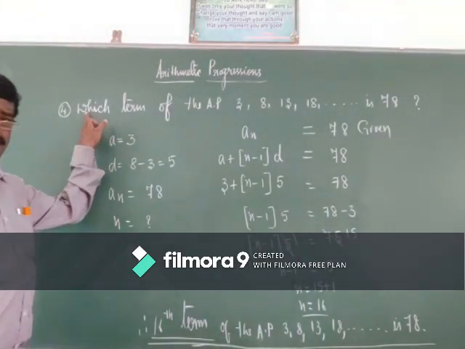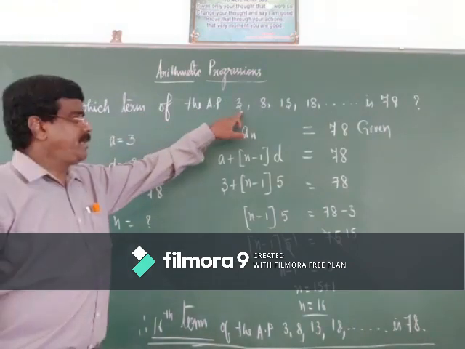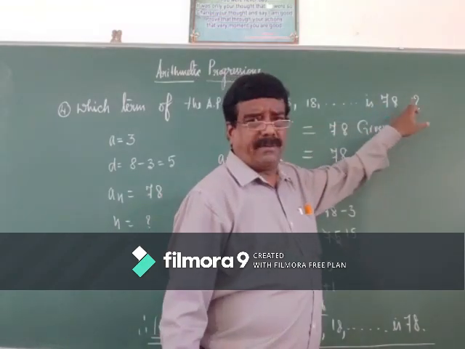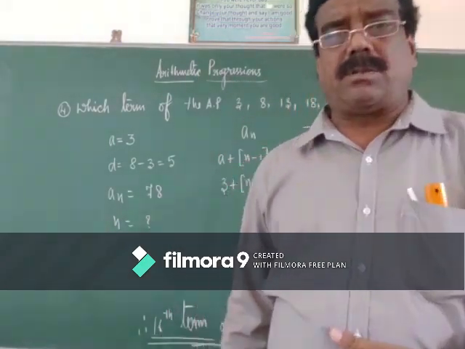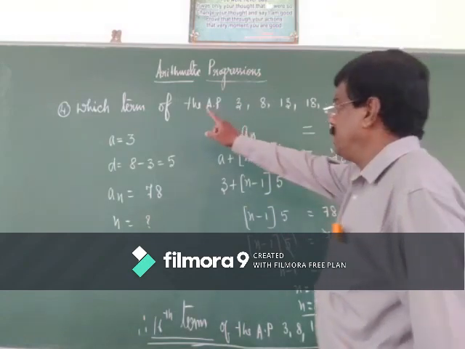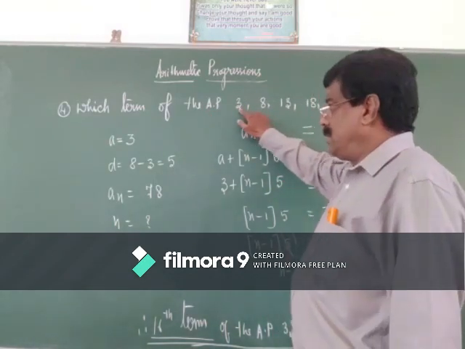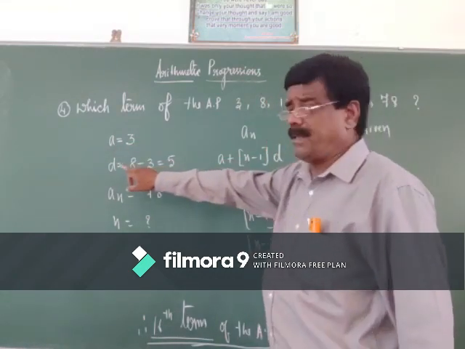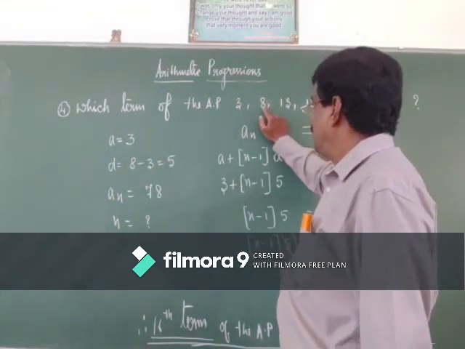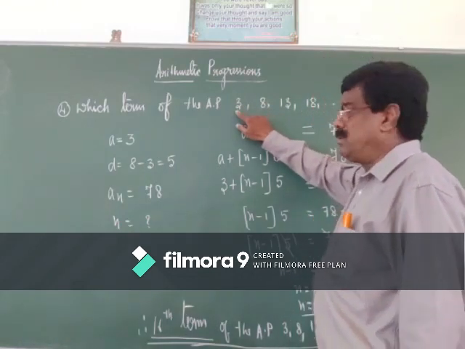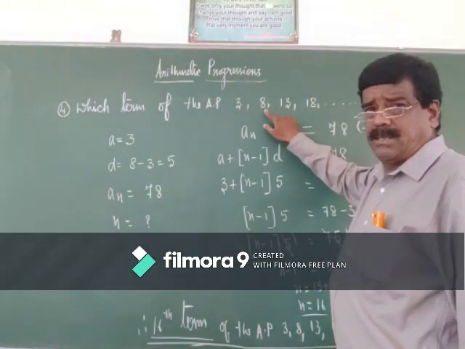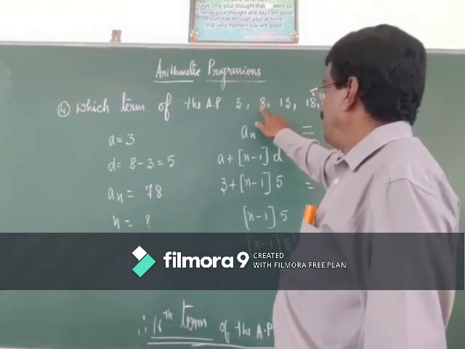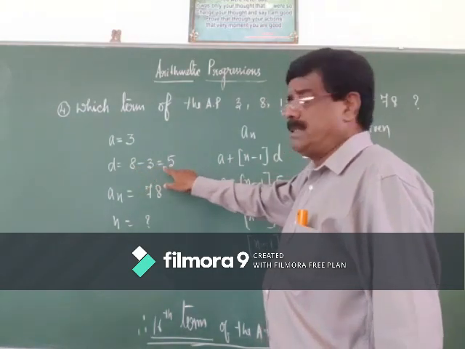Dear children, which term of the AP 3, 8, 13, 18, ... is 78? This was the question asked. Now 3 is there, so the first term a is 3. Then common difference: you can find 8 minus 3 or 13 minus 8, that is also 5, 18 minus 13, that is also 5. 8 minus 3 is equal to 5.